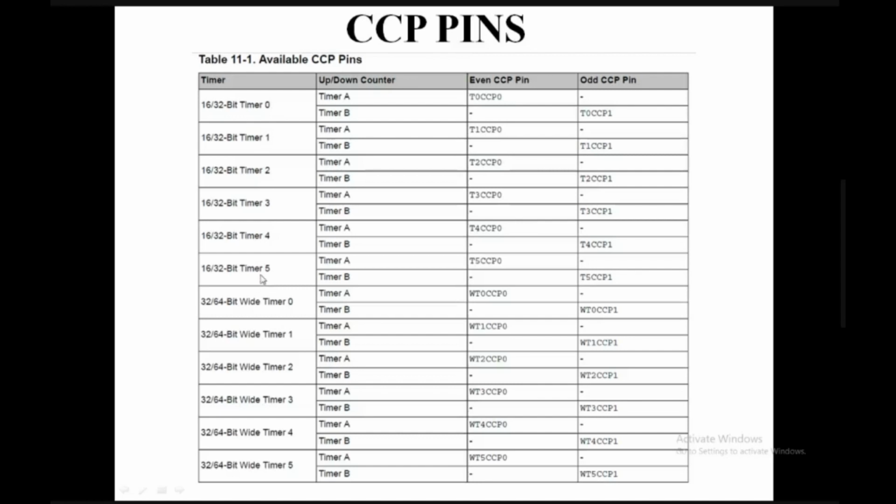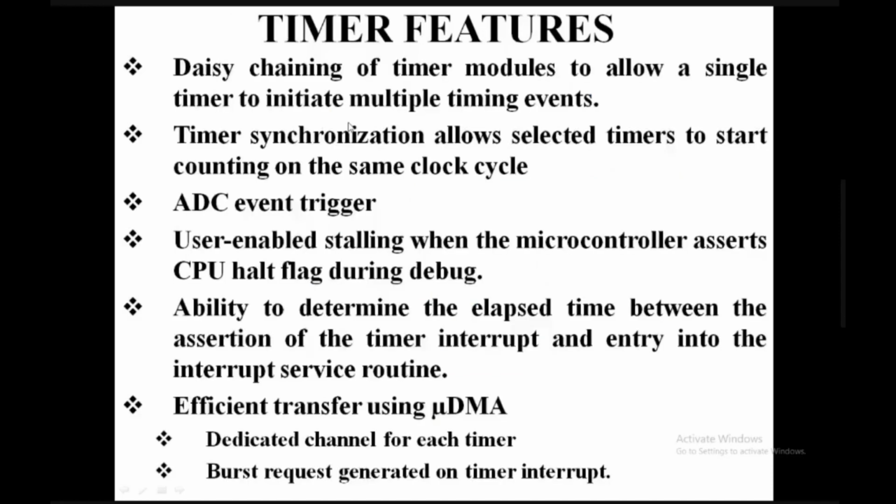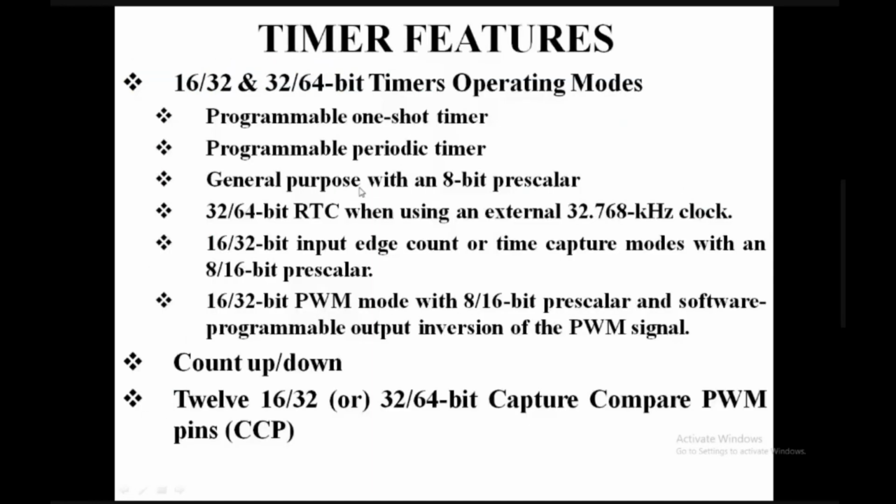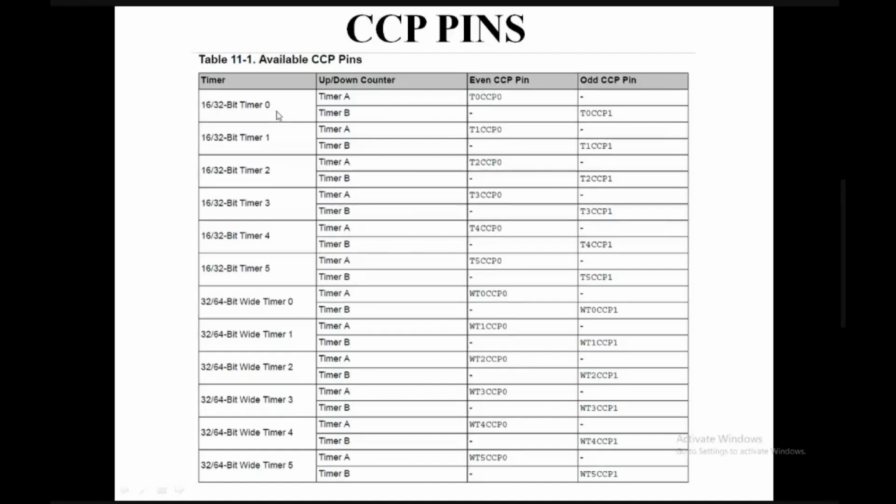There are 6 timers. Each timer has timer A and timer B, as I have just told you. So this is timer A and timer B. So 16 or 32-bit timer 0 up to 16 or 32-bit timer 5, where each timer has timer A and timer B.